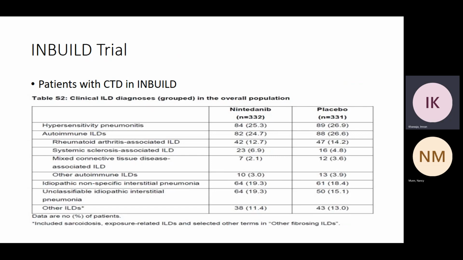In this study, if you see, there are many patients with fibrotic hypersensitivity pneumonitis, around 84, and autoimmune ILDs account for 82. Rheumatoid arthritis patients were studied in this one, but it's just 42 patients. So the study will not have the power to say something specifically about rheumatoid arthritis. But people mention this study and put patients on nintedanib. It is just an extrapolation from the INBUILD trial, even if it is not done specifically for rheumatoid arthritis patients.